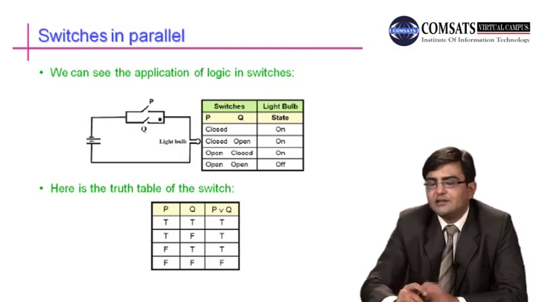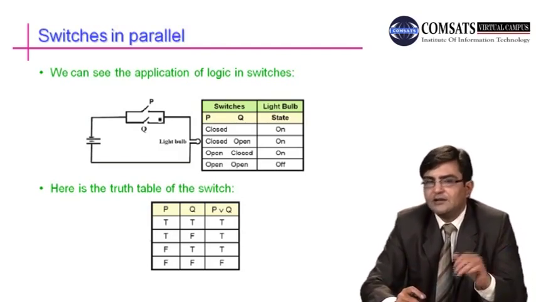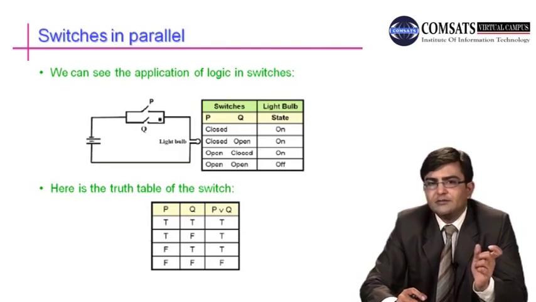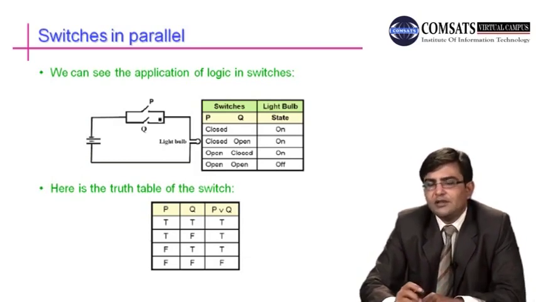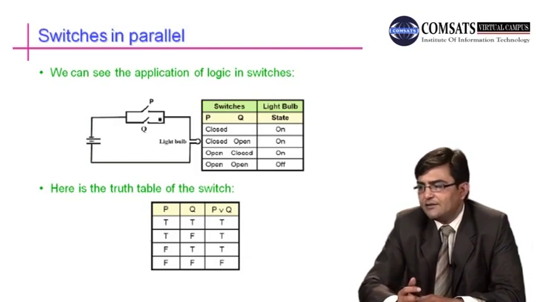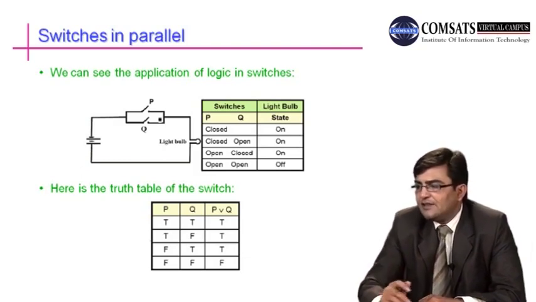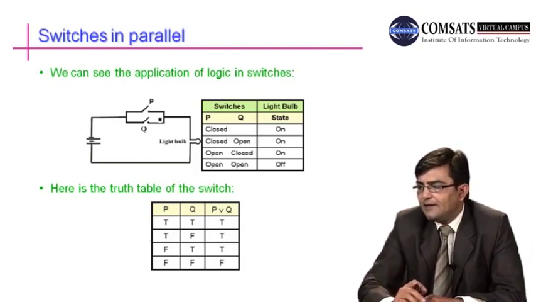Usually it happens, as I have told, in kitchens. When you enter the kitchen, there is a button outside the kitchen to turn on the bulb, and there is also a button for the bulb inside the kitchen, so that you can turn on the bulb from inside and outside the kitchen. So this is an example of switches in parallel.